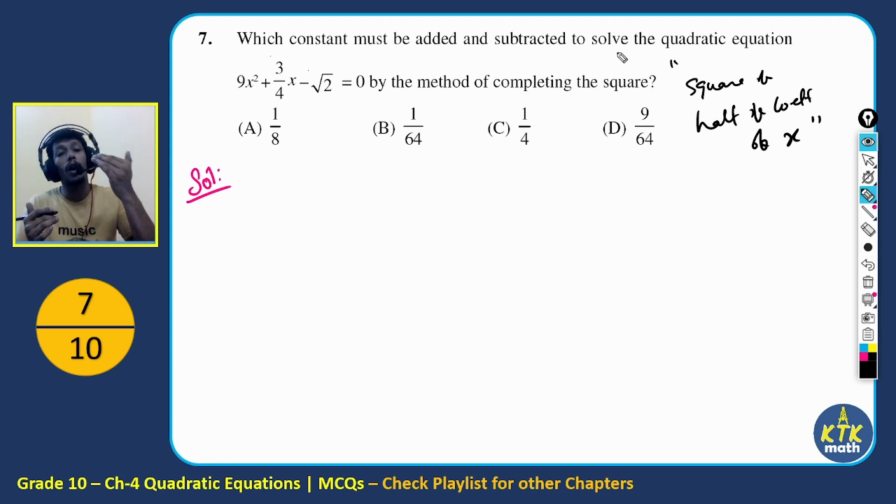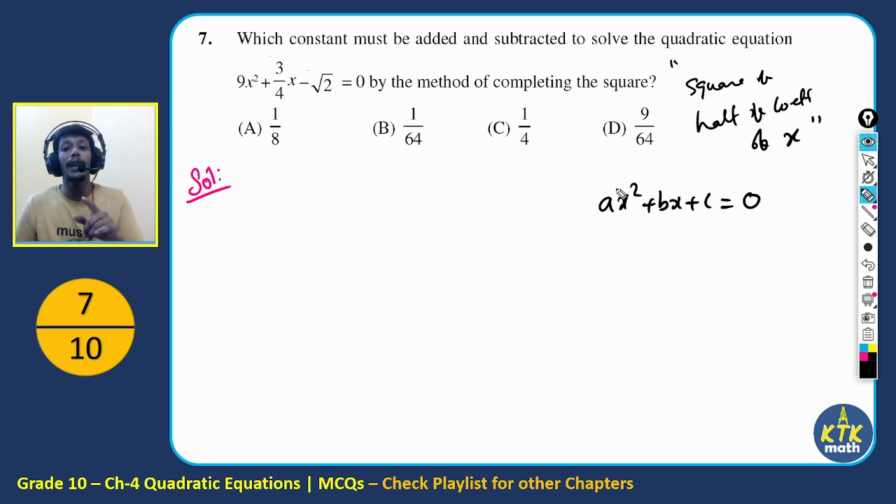That is, we are finding half of the coefficient of x and squaring that number, when the equation is in the form ax square plus bx plus c equal to 0, provided a must be 1 there. You should not have any coefficient. But you see in this question, you are getting a 9x square term. So 9x square plus 3x over 4 minus root 2 equal to 0.